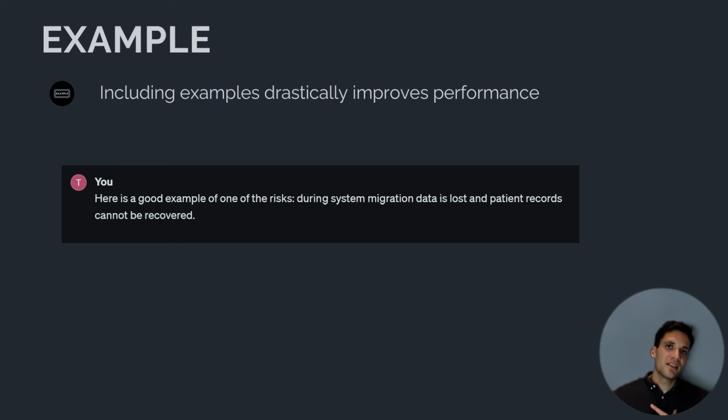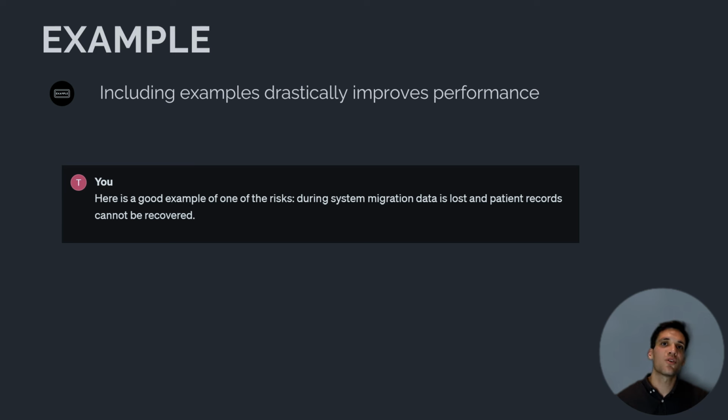Now, once we've given it task and context, another thing we can do to drastically improve the performance of the answer is to give it an example of what we want. So we could say, here is a good example of one of the risks. During system migration, data is lost and patient records cannot be recovered. So we're giving it an example of the format, the type, the style of the risk we want, and this is going to help it drastically improve performance.